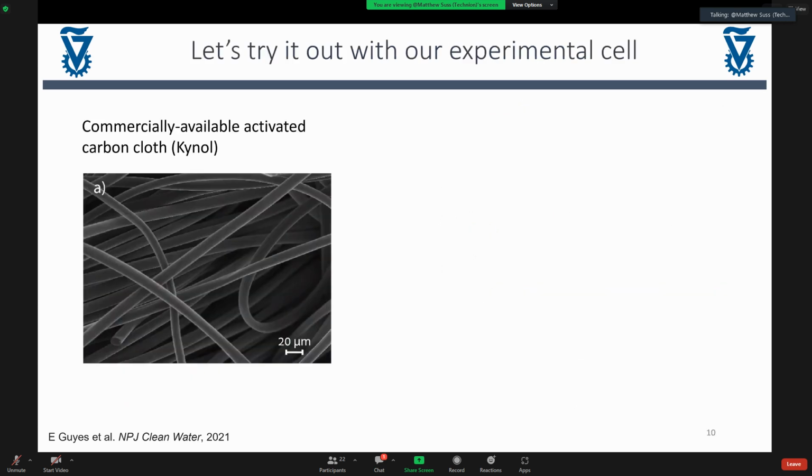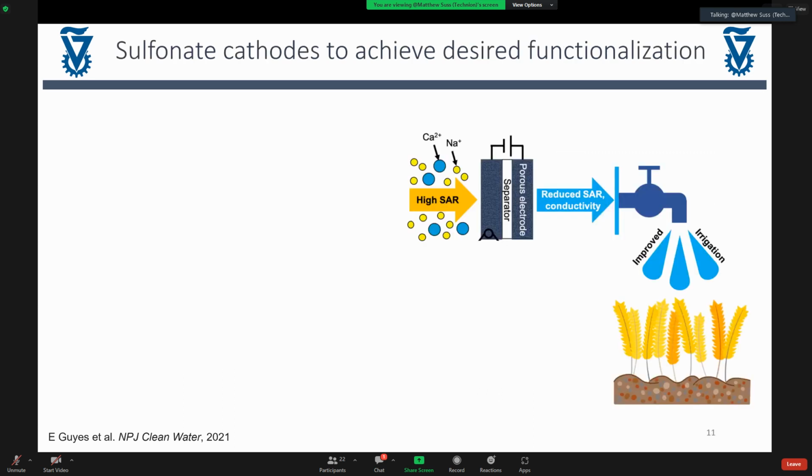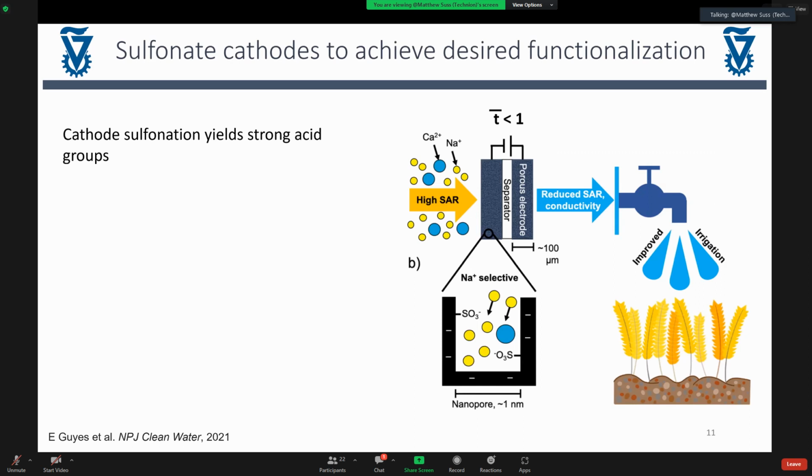So we buy off the shelf kind of activated carbons with very large macropores and small micropores that you can't see in this SEM, but the woven fibers of this carbon cloth are filled with these micropores. We can build a flow-through electrode CDI cell, which we do in the lab, which is pictured over here. And we also need to functionalize the cathode in the picture. And what we want to do is charge for short times and functionalize the cathode.